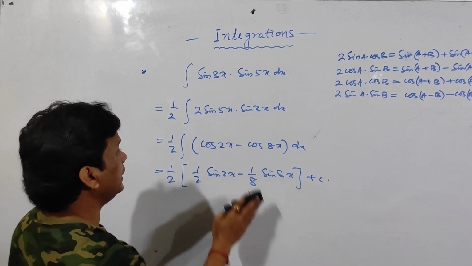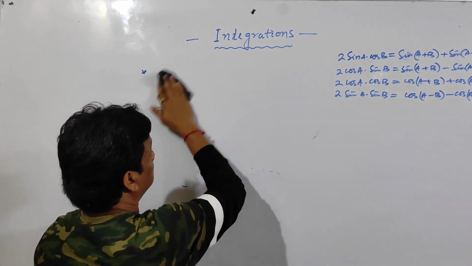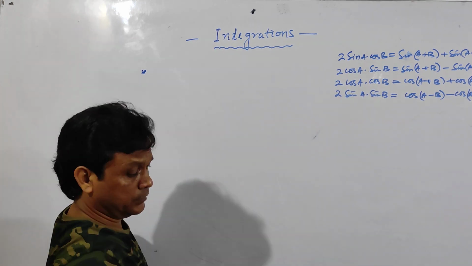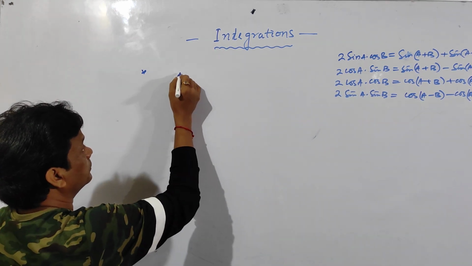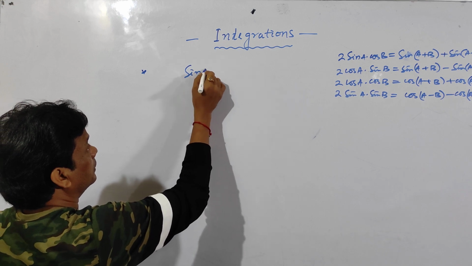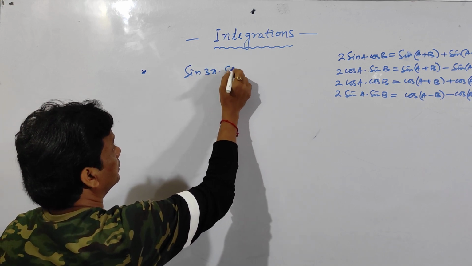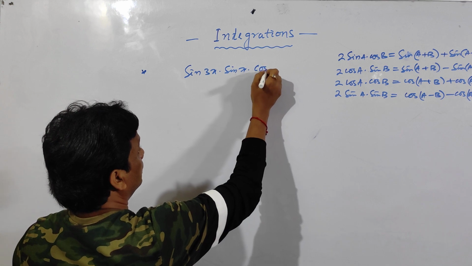Okay, and slightly I am modifying the question. See here, sin 3x into sin x into cos 5x.